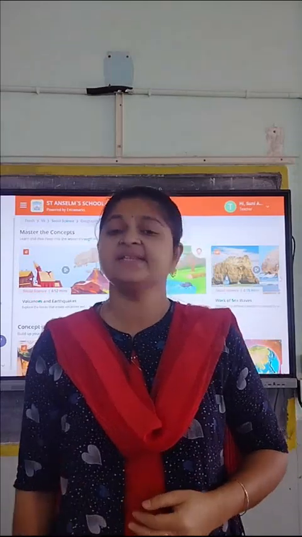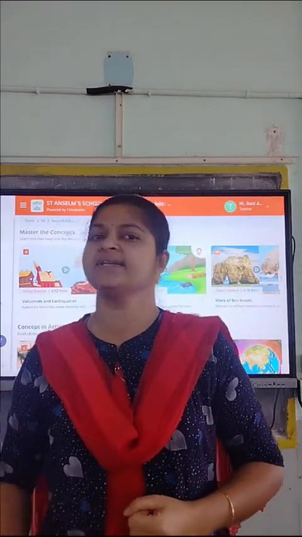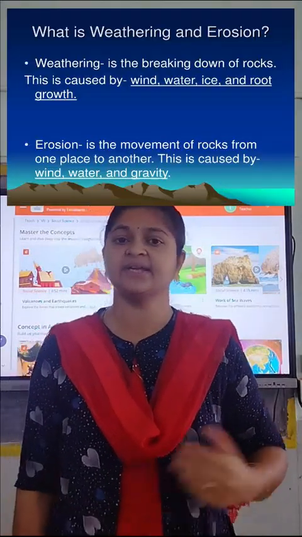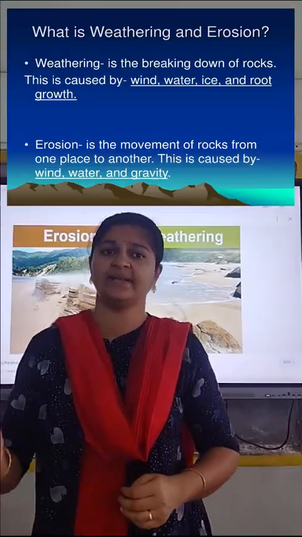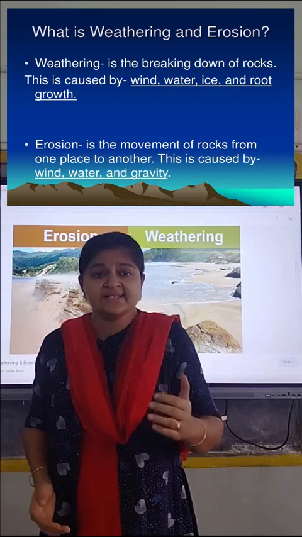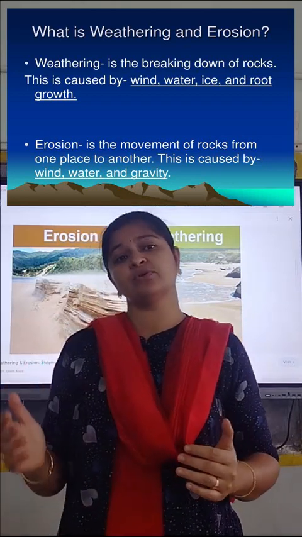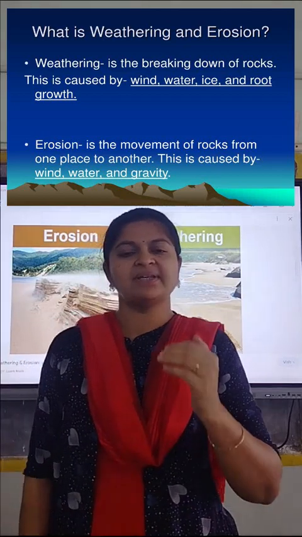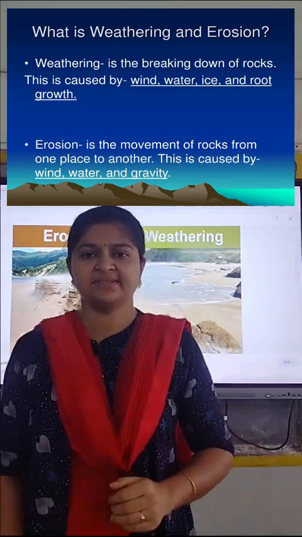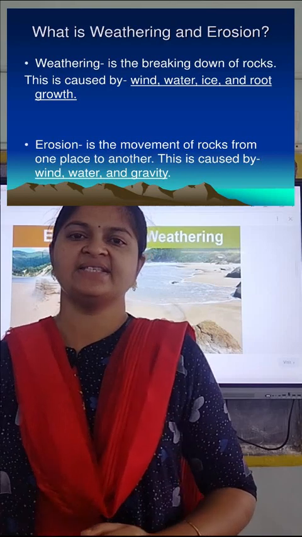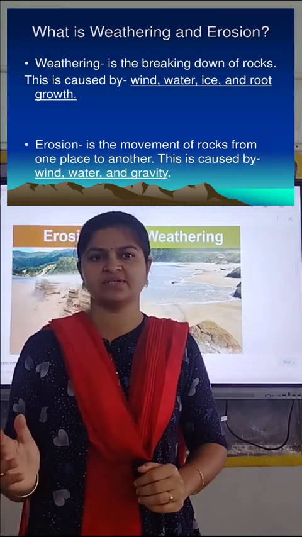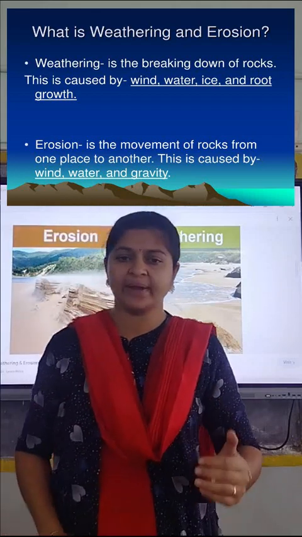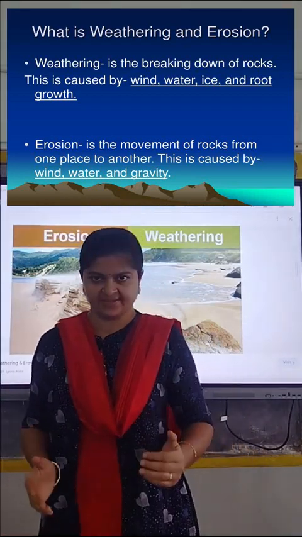However, this landscape of the earth is continuously changing due to the process of weathering and erosion. Now let's see what weathering is. Weathering is the process of breaking down rocks into smaller and smaller pieces by the effect of weather. But erosion is the wearing away of rocks by different agents like water, wind, waves and ice.